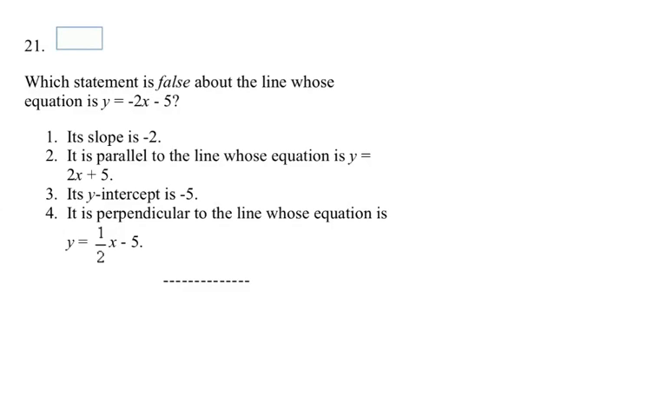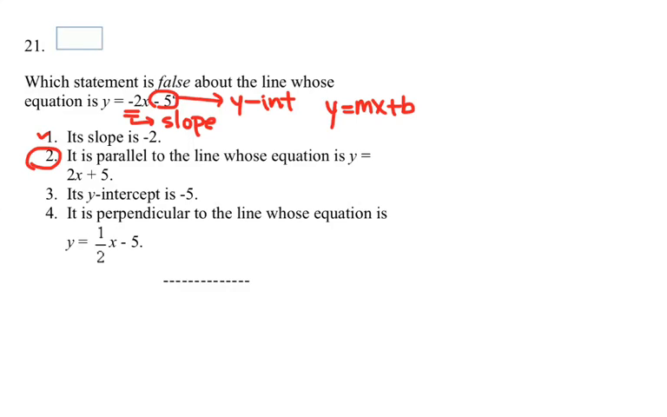Which statement is false? As soon as you look at this one, we see the slope has to be equal to -2, and the y-intercept is -5, because this is coming from the y equals mx plus b format. So the first one is correct. The slope is -2. Is it parallel to the equation 2x plus 5? In fact, that will not be correct. So therefore, the second one is our answer.